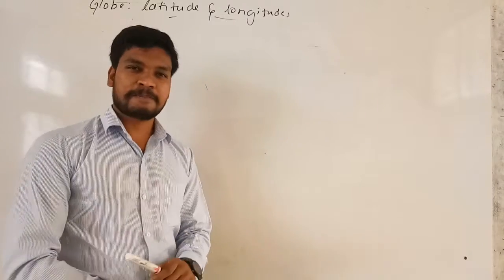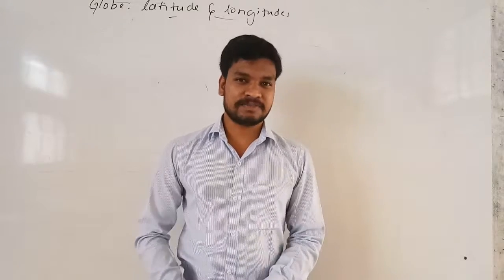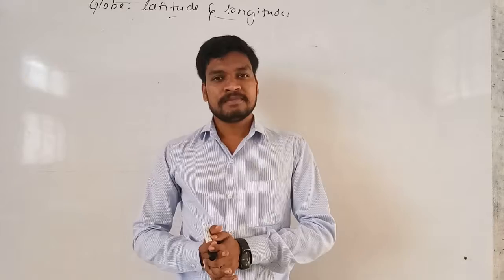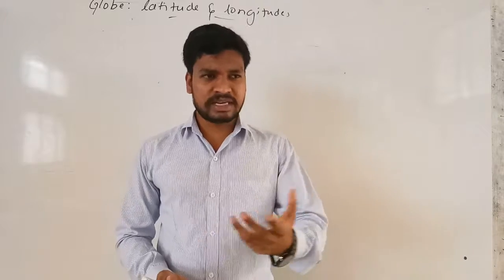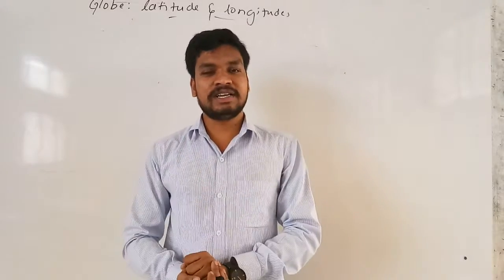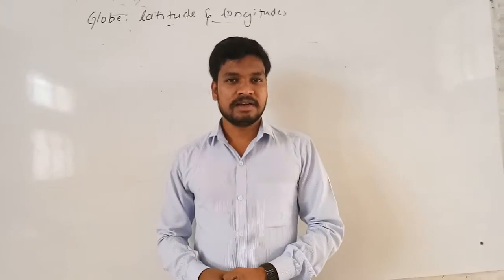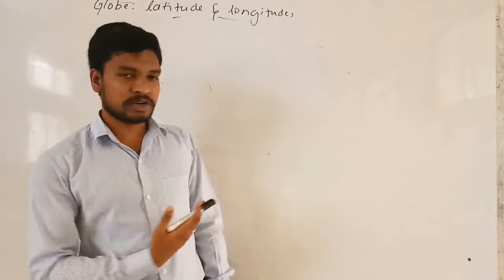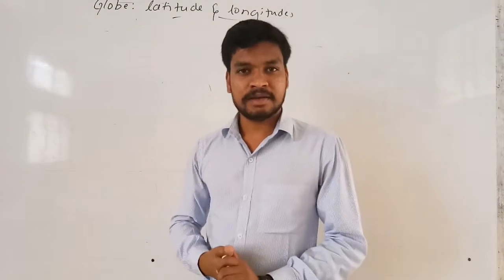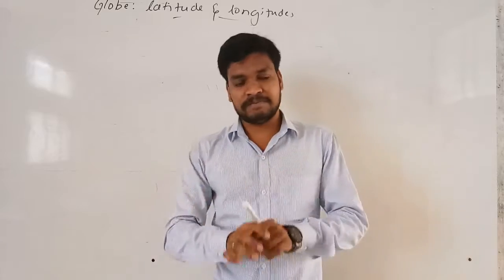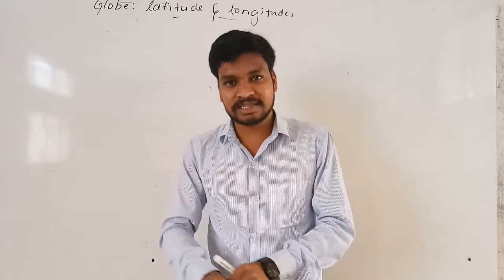So what is a globe? What do you mean by globe? Globe is nothing but a true model of Earth. Then what are the things we can get from the globe? We can get information about the exact size of the continents, countries, and the oceans, and the positions where they are placed, isn't it? Then the two important things on the globe are latitude and longitude, which are not there on the Earth's surface. We cannot see everything that is present on the Earth's surface on the globe. We can see only the very important things briefly.